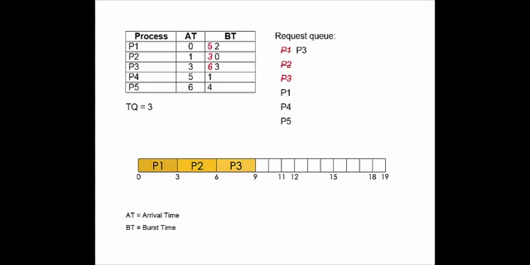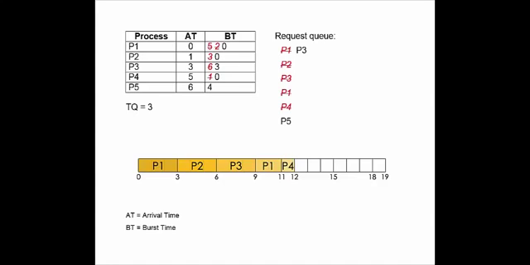Next in queue is P1. So we execute it again, this time for only 2 seconds to finish its remaining time left. So that's from 9 to 11, completing the process P1. Next, we have P4 in queue. So we execute it for only 1 second because P4 only has a burst time of 1. So process P4 is from 11 to 12 and is already completed.